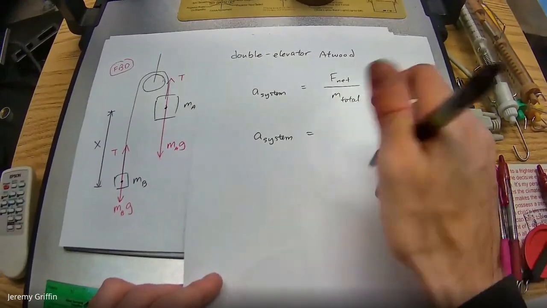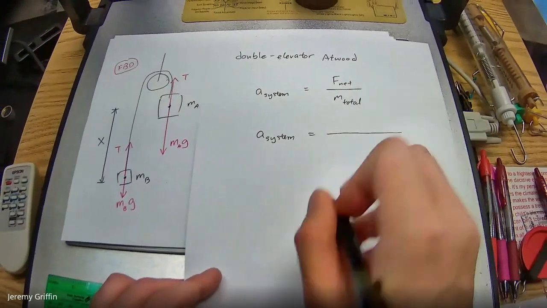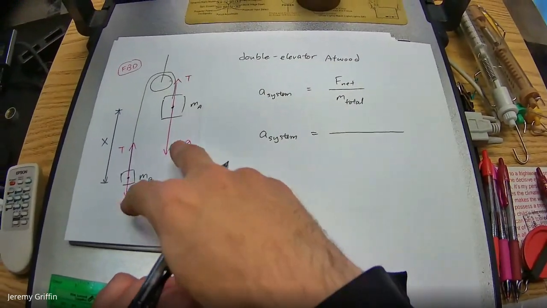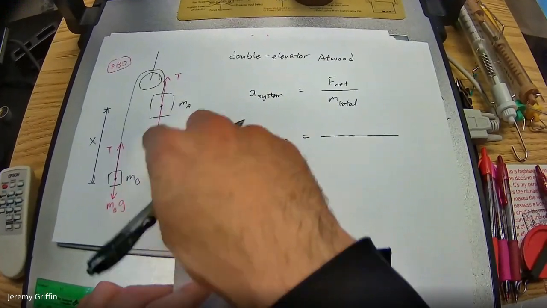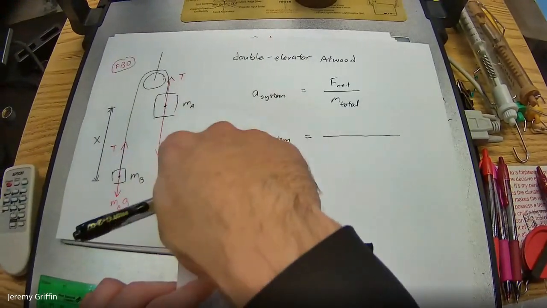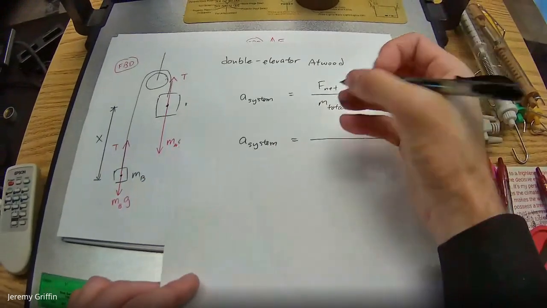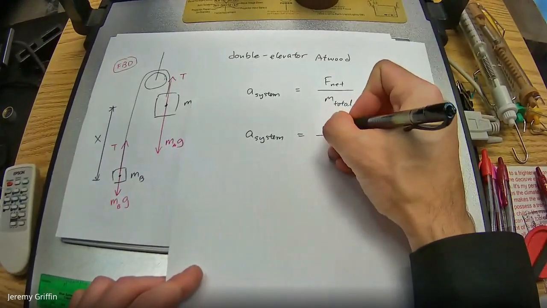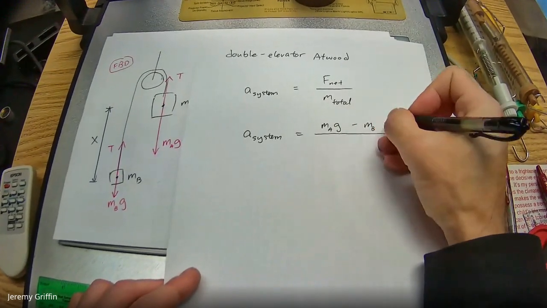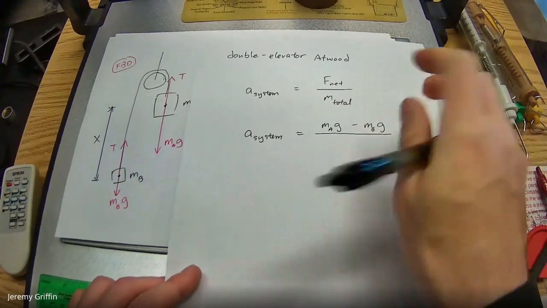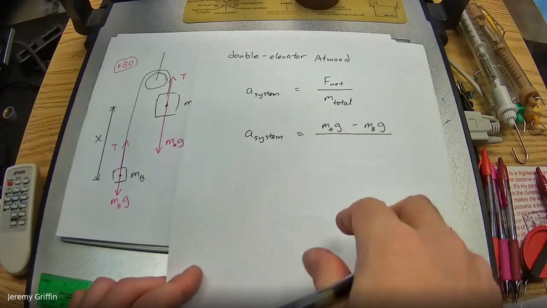What is the net force? What would you guys say? Would it just be the difference between the two weights? Kind of like a tug of war that's wound around a tree or something. This guy's pulling one way, this guy's pulling another way. And the difference between those two, I'll say the difference in the weights, m_A g minus m_B g, the difference in the weights represents the net force.